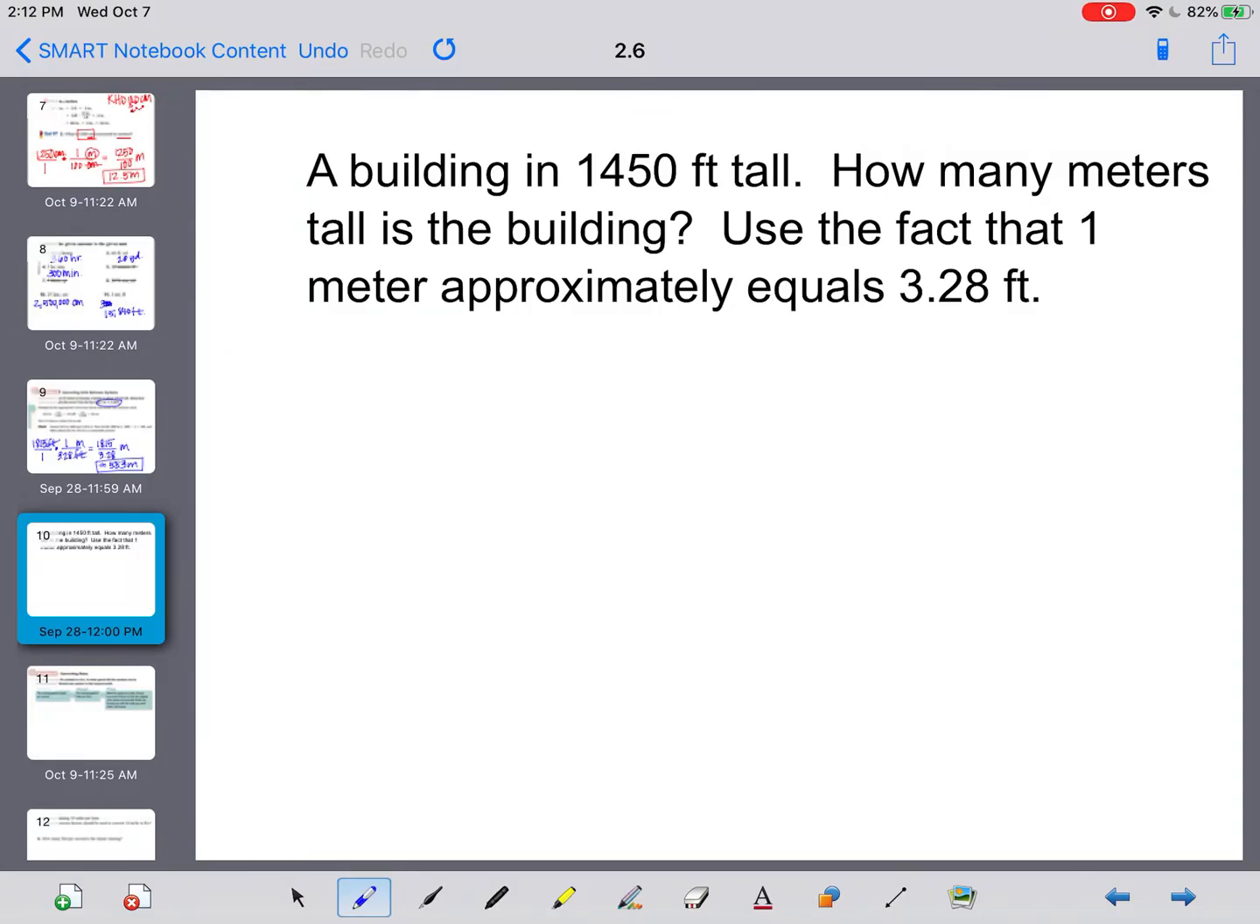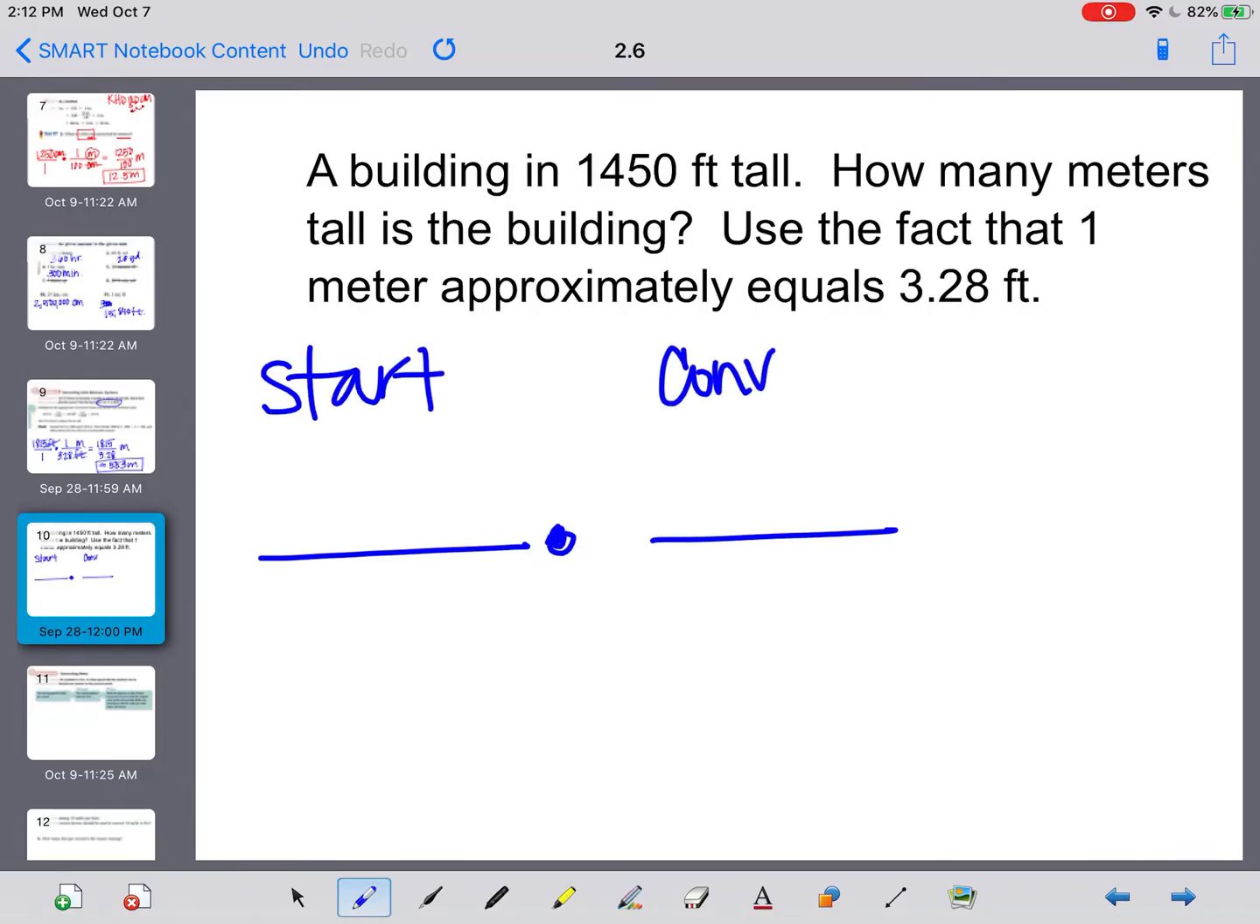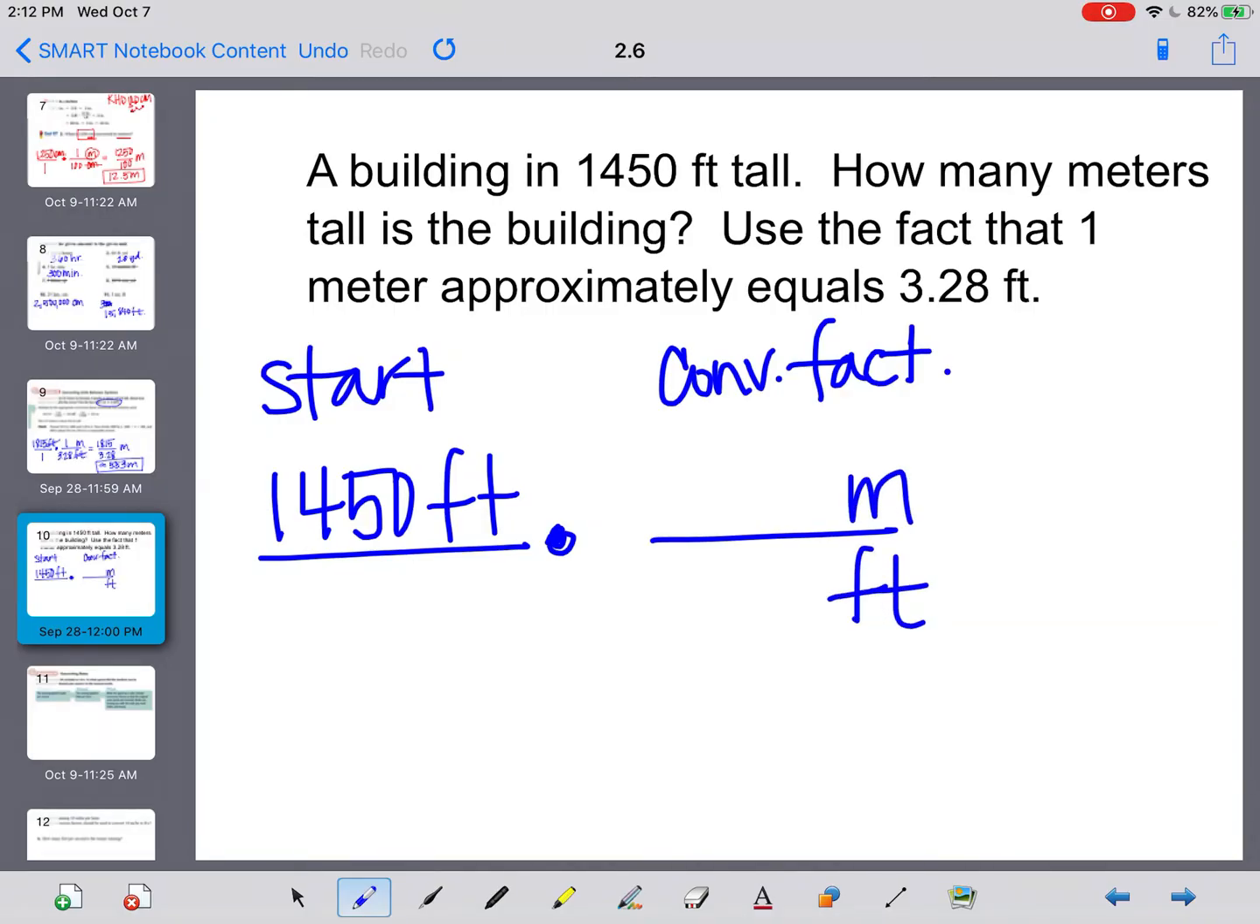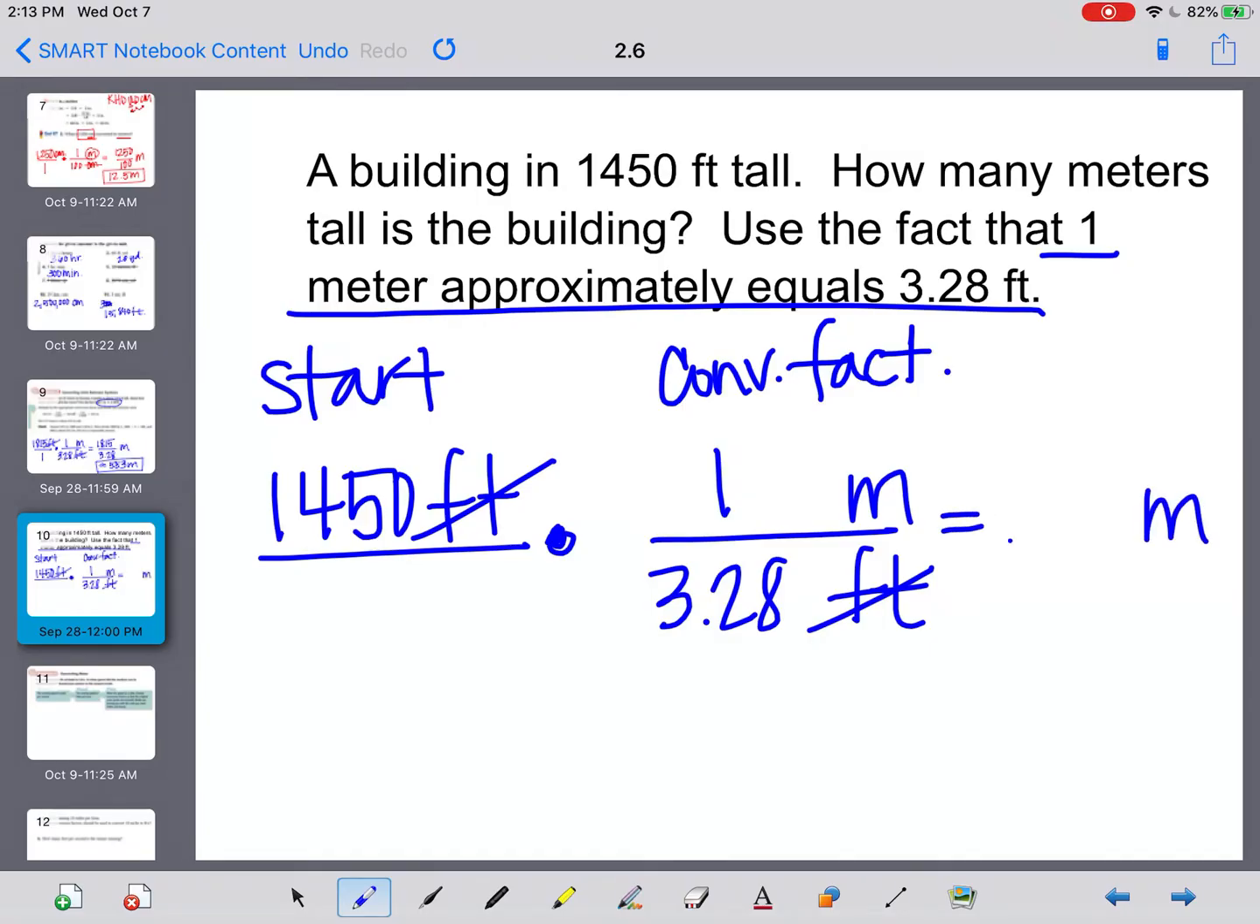Okay, a building is 1,450 feet tall. How many meters tall is the building? Use the fact that 1 meter approximately equals 3.28 feet. Again, we need to know what we started with and then our conversion factor. So we are starting with a building that is 1,450 feet. Very important to have your label. We want to change that into meters, so feet's going to have to go on the bottom. And they told us that 1 meter, again, equals 3.28 feet. Our feet will cancel, so our answer will be in meters.